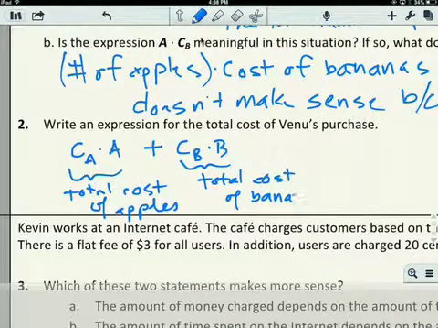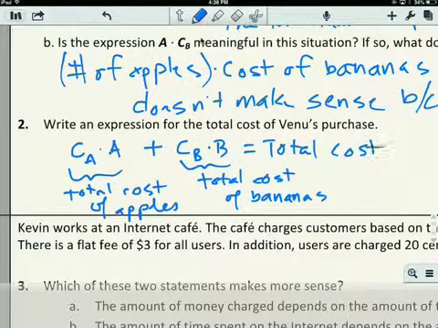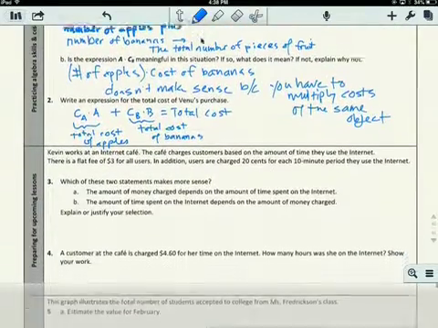So if you take the cost of an item, multiply it by the number of that item, you always get the total cost, and so that's the total cost altogether. Cool. All right, Kevin works in an internet cafe.